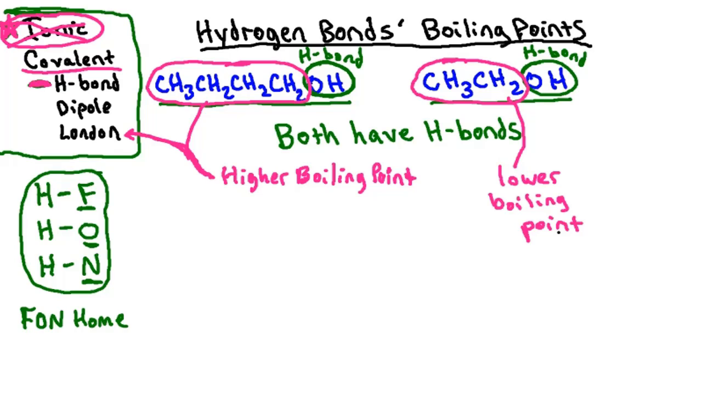But if you're comparing 2 different molecules and they both have hydrogen bonds, then you need to look at the size of each molecule, because that's going to tell you who has the most London dispersion forces, and that tips the scales. The most London dispersion forces will tip the scales and make that molecule have the highest boiling point.